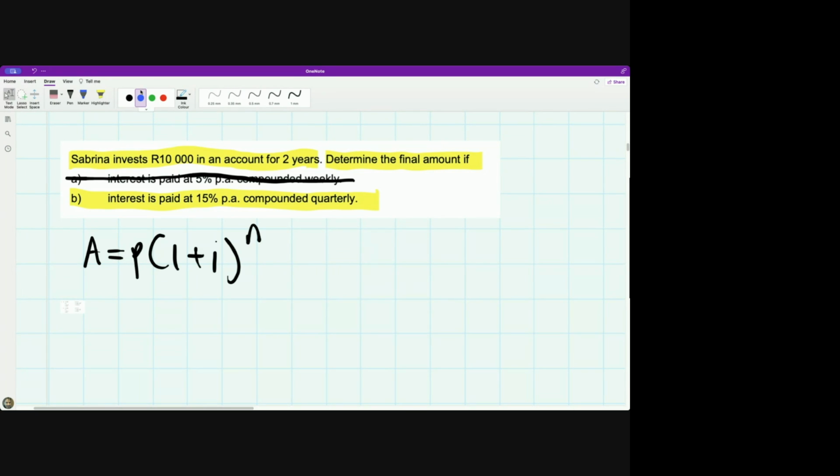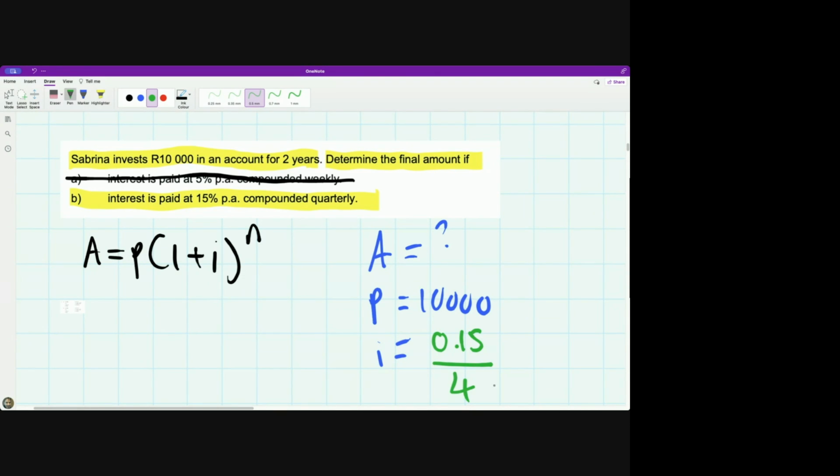Let's start with the stuff that's, what is A equal? We don't know. What is I equal? Now to change this to a quarterly interest rate, I divide by 4. And for N, I've got 2 years, but I don't want time in years. I want it in quarters. And so I times it by 4, and there are 8 quarters in 2 years. So what is my final A value going to be? How much money am I going to end up with?